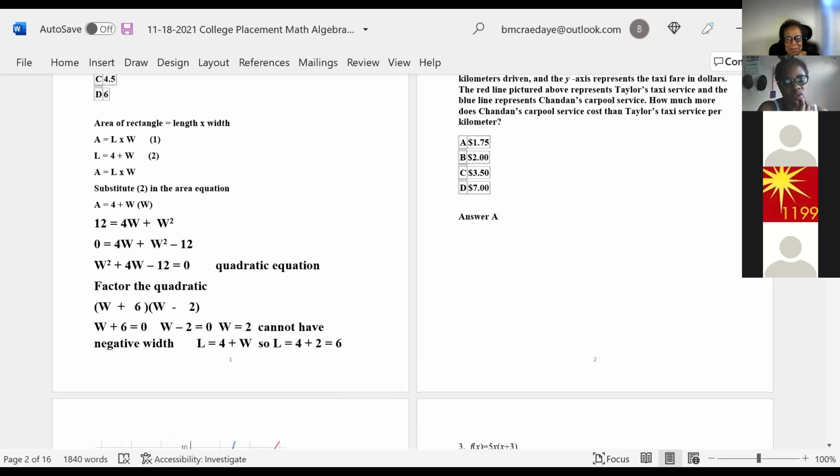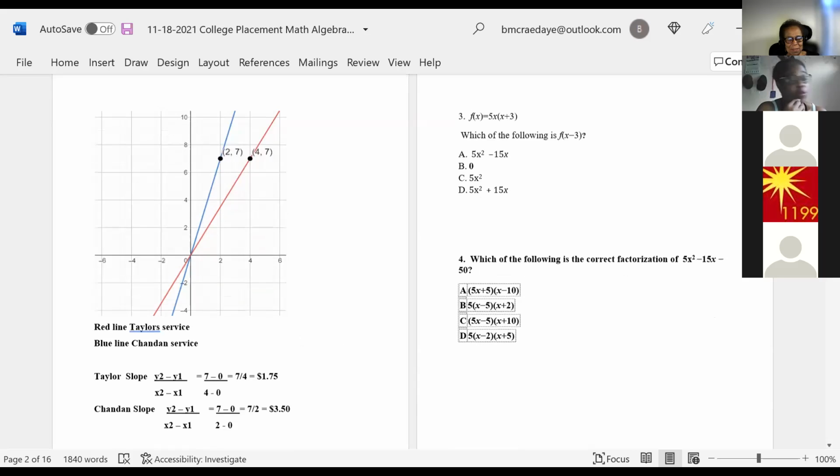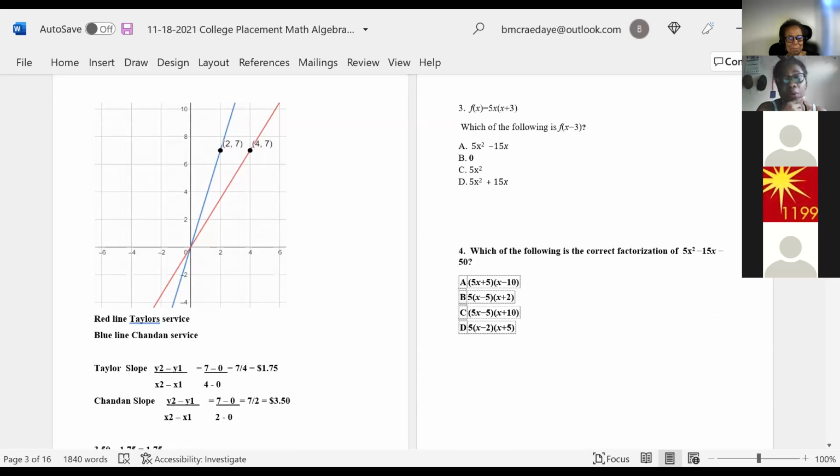Okay, let's go back. Can you look at the graph itself and get your answer out of it? Well, you could, but you wouldn't know the amounts. I mean, you can tell which one would be more.